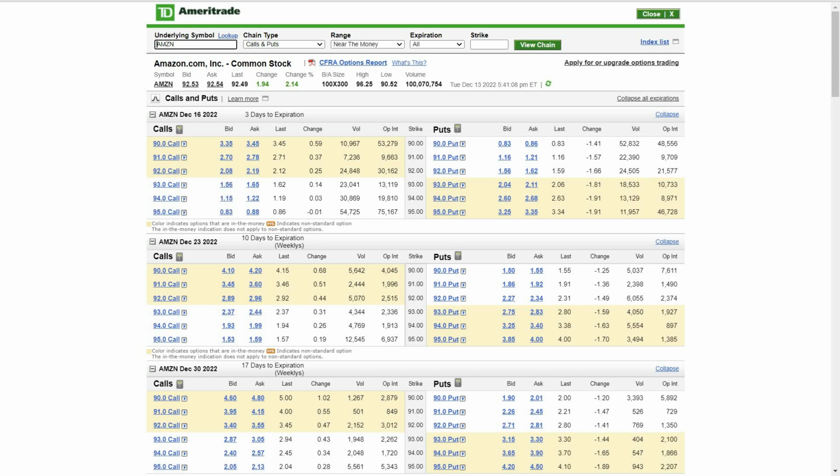But being assigned the shares is not always a bad thing. You could always just go long the shares or begin selling covered calls on the shares that you were assigned with the puts.